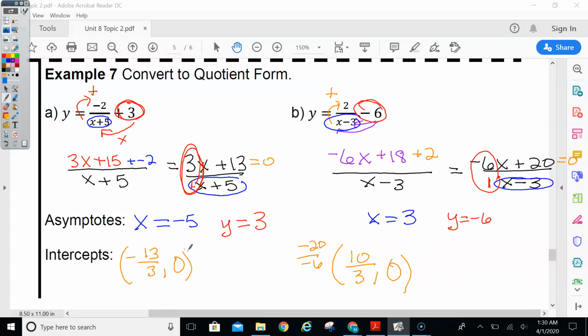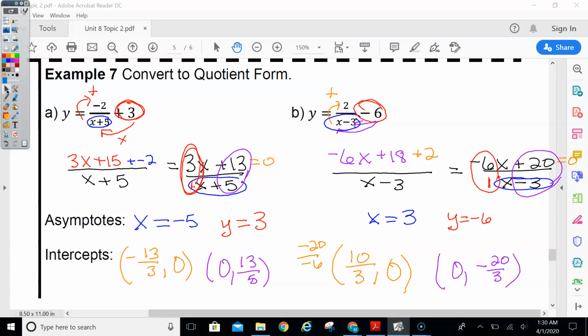And then finally, your constants are your y-intercepts. So 13 over 5. And then over here, 20 over negative 3, so negative 20 thirds. If you want to change it to mixed number, go ahead. I'm just going to leave it like that. Just make sure you reduce them. Okay, so that's the final thing in simple rationals, being able to graph them in either form and identify the critical values, and then being able to go from one form to the other.